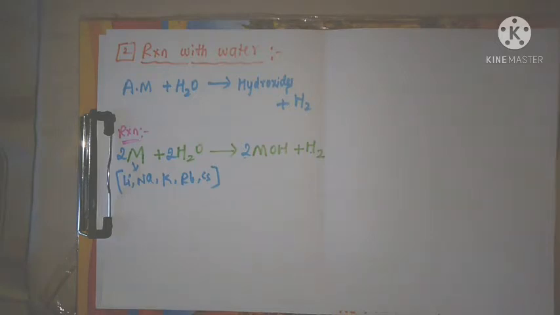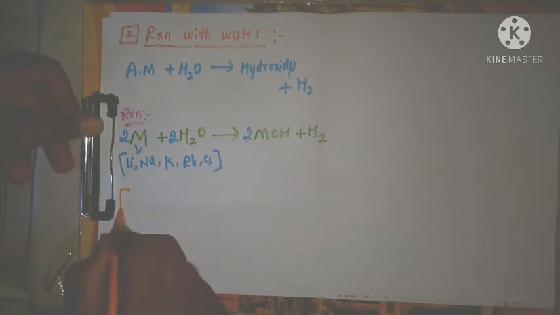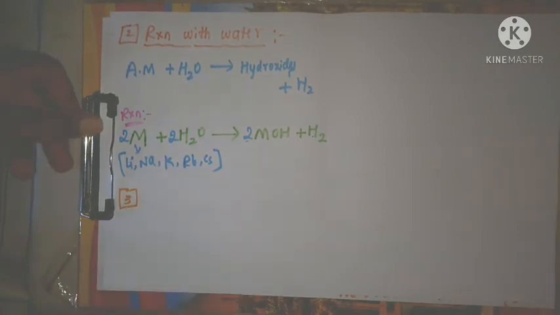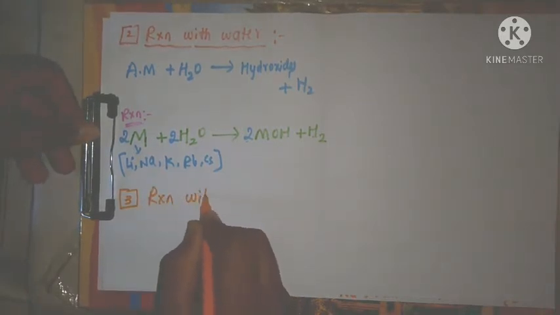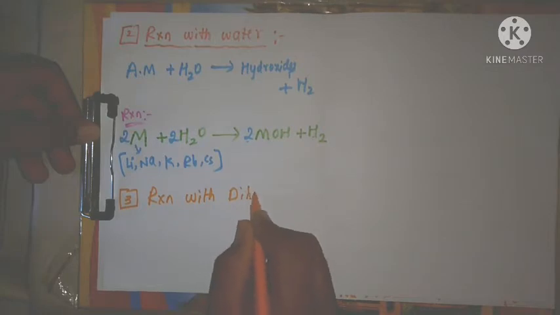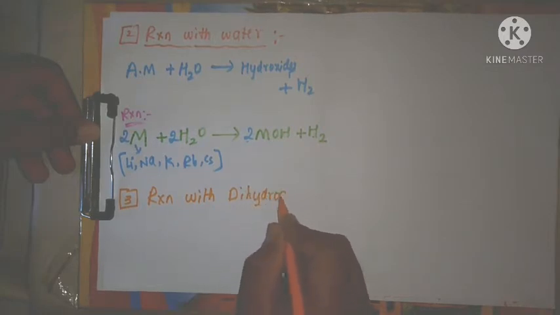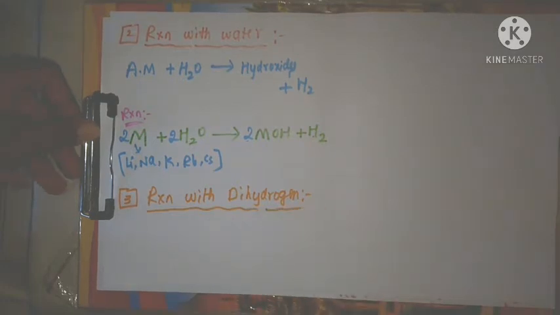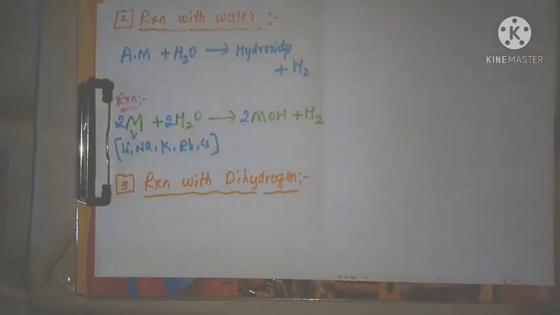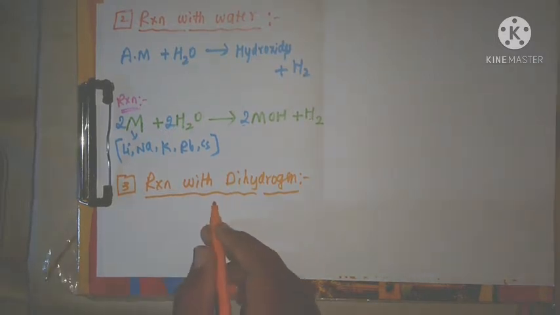Third one is reaction with dihydrogen. Now, dihydrogen means what? H2. How the alkali metals react with H2, we will see in the hydrogen chapter only.